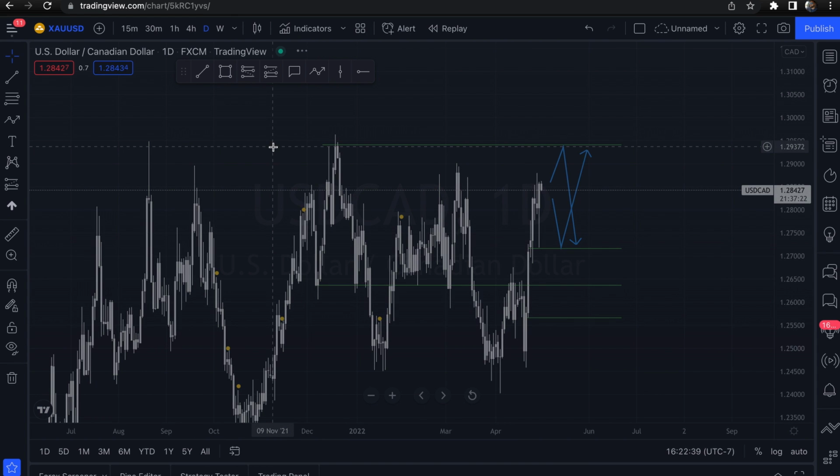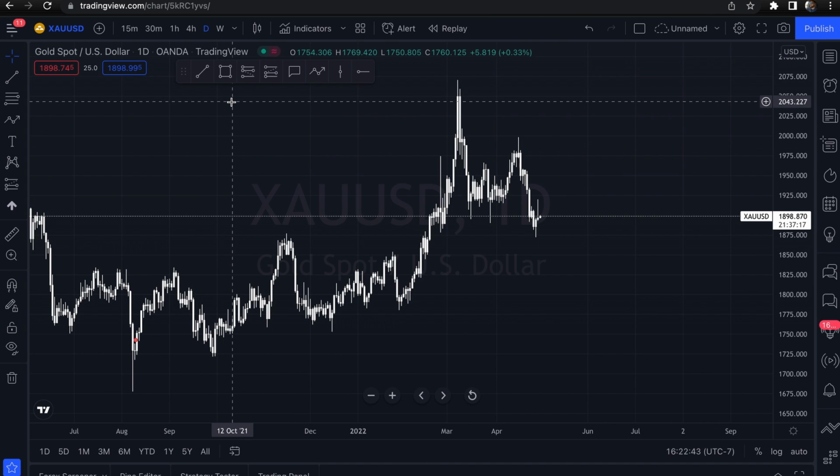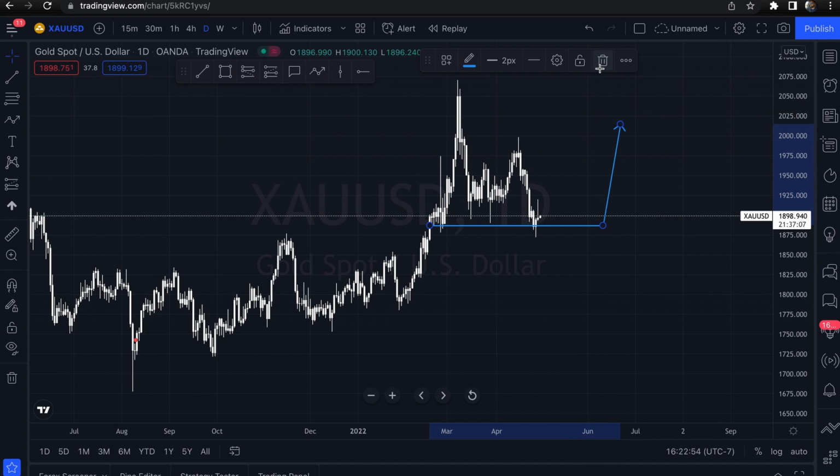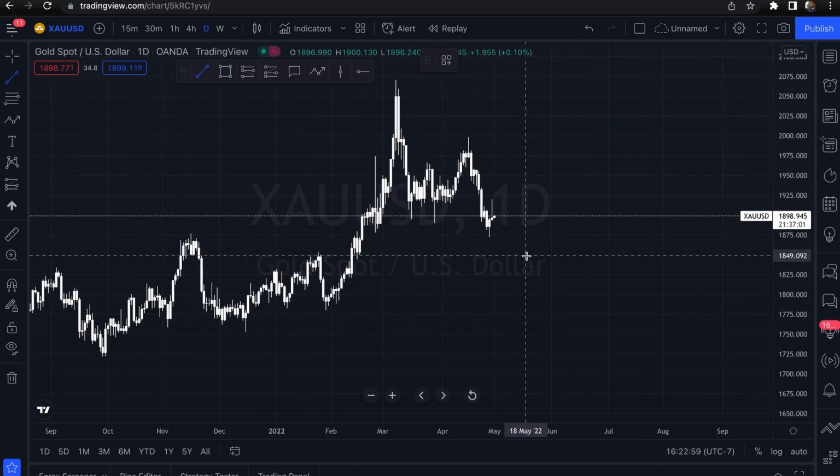All right, 2 more to go. We have gold. Make sure you're on the daily time frame. I like the bottom of this really good. It's kind of close. Let me redraw that. All right, gold. Make sure you're on the daily.